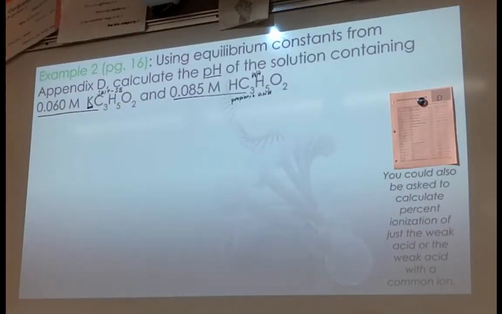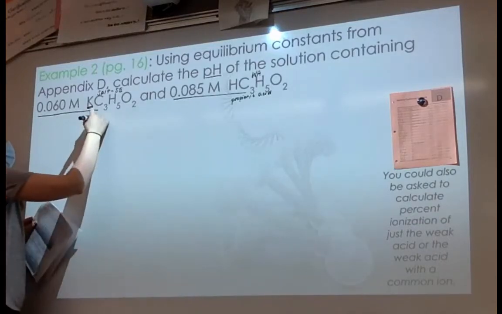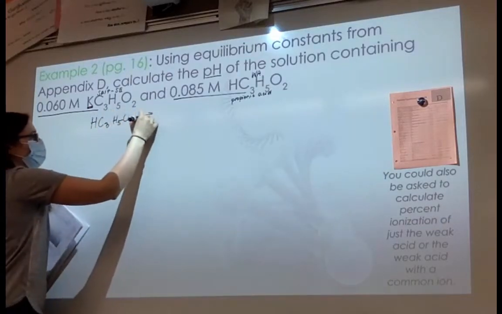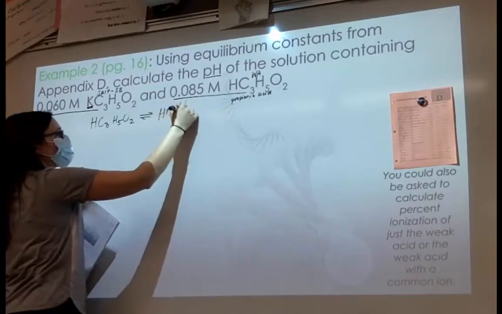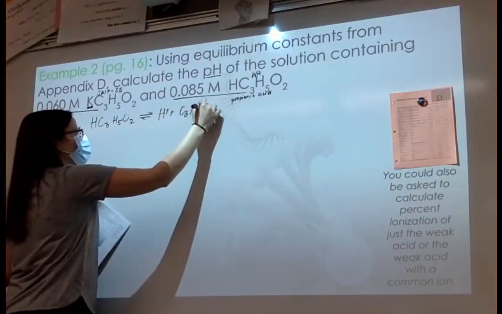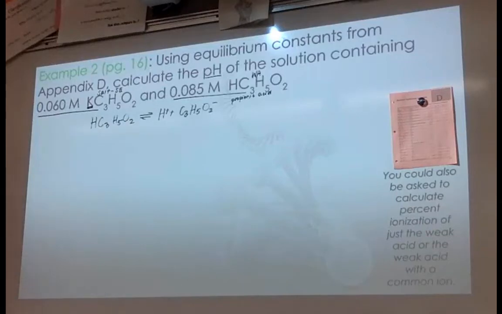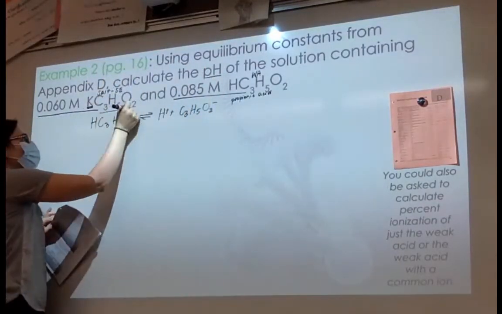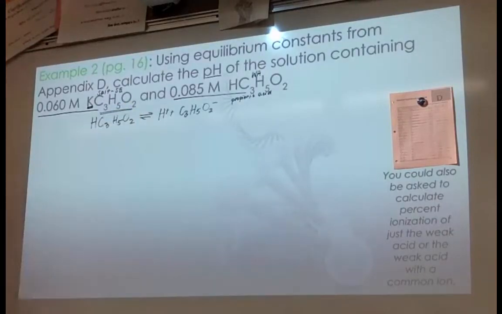The importance of identifying is to write the equilibrium of whatever is weak. So I believe in your notes you already have it written down. You have the equilibrium already written, H+, C3H5O2 minus. So you write the equilibrium of the weak electrolyte, the weak acid or the weak base. That helps us determine the common ion. So between these two substances, propionate is the common ion.